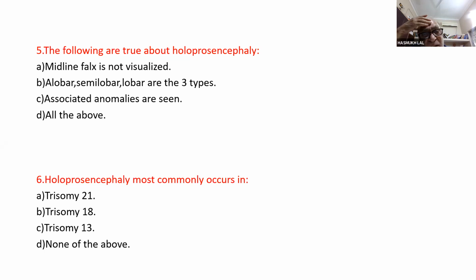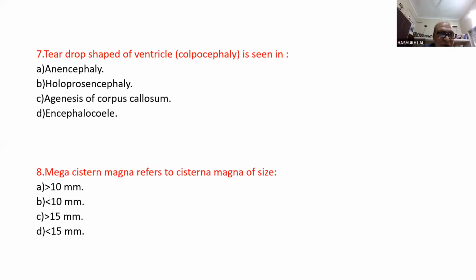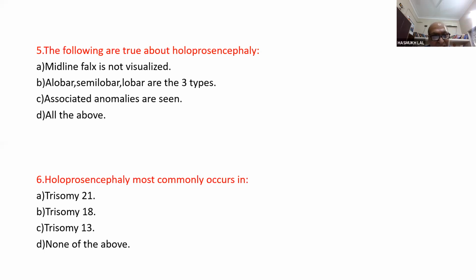About holoprosencephaly. Yeah. 6. Sir, anything you want to say about this? No, this is excellent. It's a beautiful overview. Yeah. So number 6, I have already told that the answer was trisomy 13.